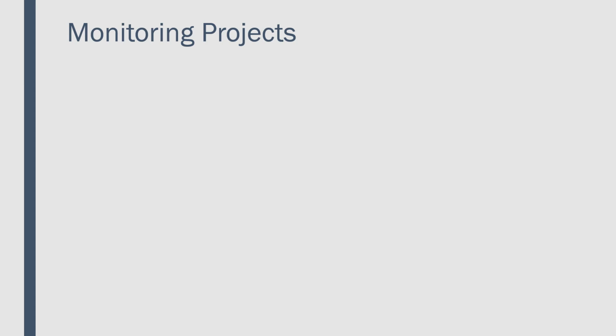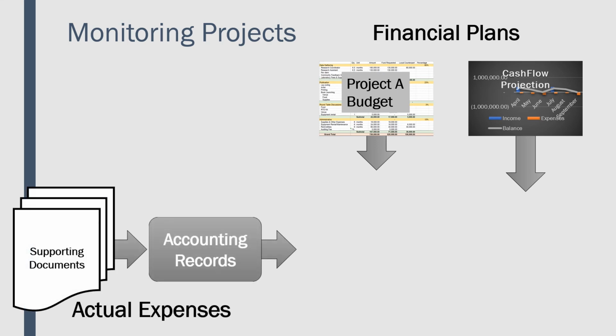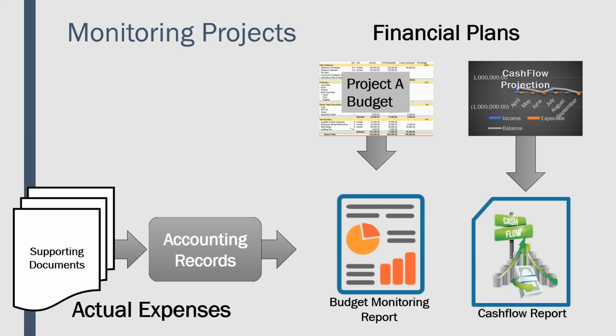Para sa project monitoring, babalikan natin ang project budget at cash flow projections. At binabangga natin ito sa actual expenses. Ang mga resibo, kontrata at ibang supporting documents ay pinapasok sa accounting records para makapaglabas ng cash flow report at ng budget monitoring report. Sa cash flow report, makikita natin kung tama nga ba ang level ng pondo batay sa nauna nating projections. Mabibigyan natin ng kasagutan ang marami sa mga tanong natin kanina tungkol sa cash flow.